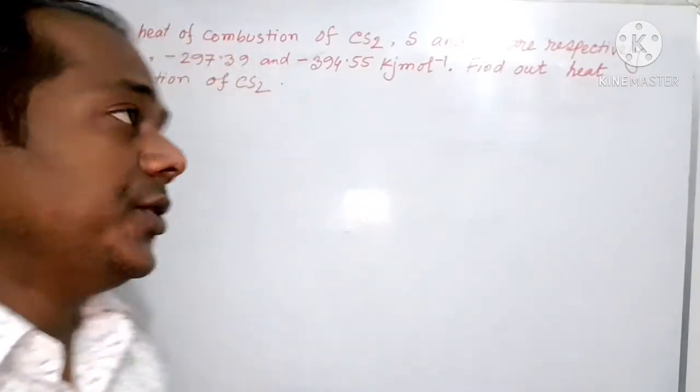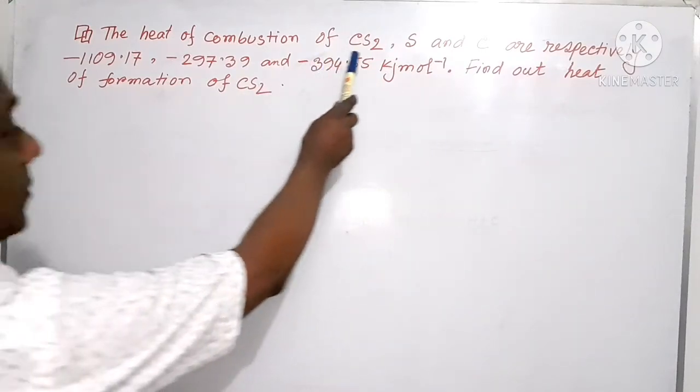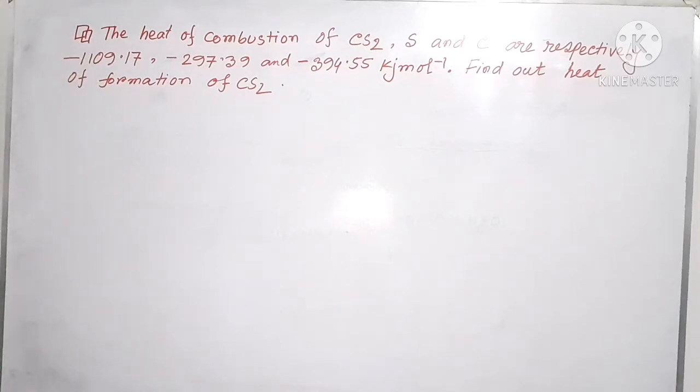Dear students, here is our next math. The heats of combustion of carbon disulphide, sulfur and carbon are respectively minus 1109.17, minus 297.39 and minus 394.55 kilojoule per mole. Find out the heat of formation of carbon disulphide.